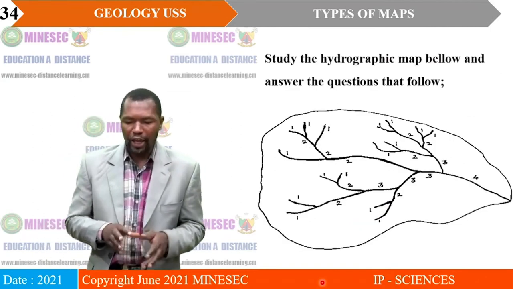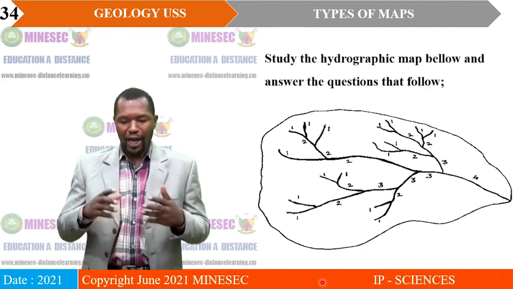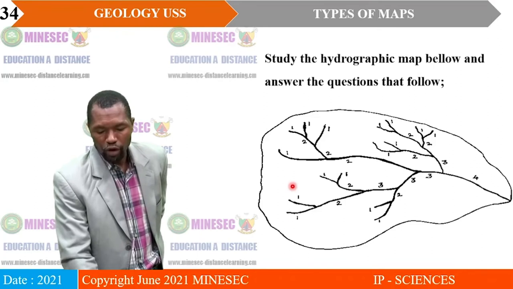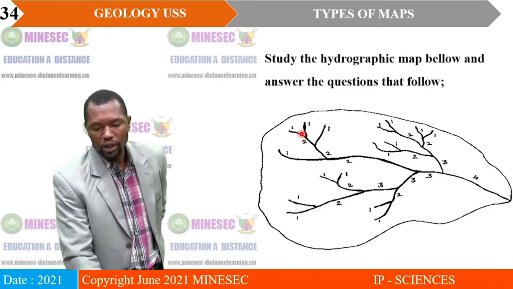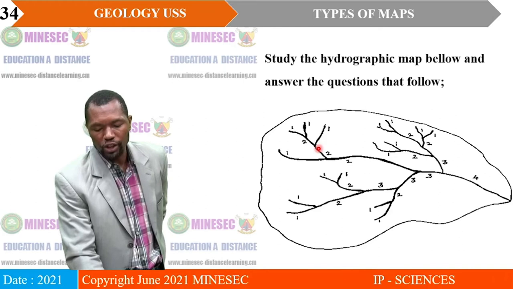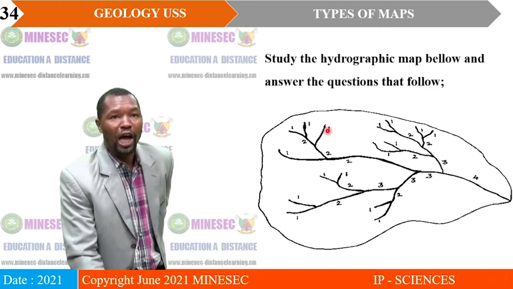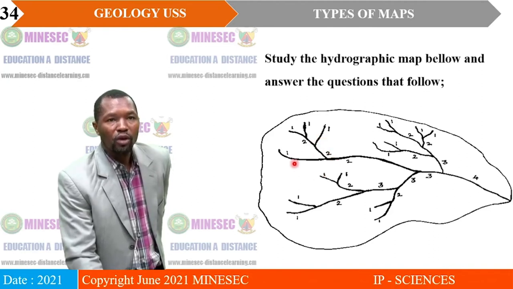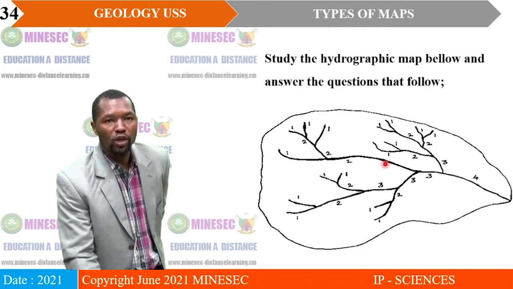Now, study the hydrographic map below and answer the questions that follow. Now, if you look at this map, you will realize that there is a map showing the drainage network of an area. You have 1, 1, 1, and then 1s will rejoin to form 2, and then 1 and 2 will continue to flow as 2, and then 1 and 2 again will continue to flow as 2. And then 2 flows. Then you come this way, you have 1 and 1 will continue to flow as 2.